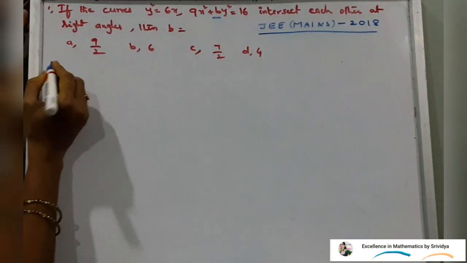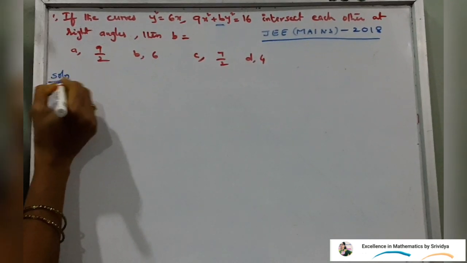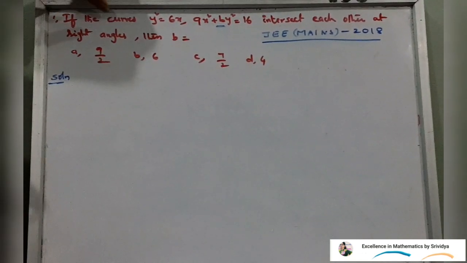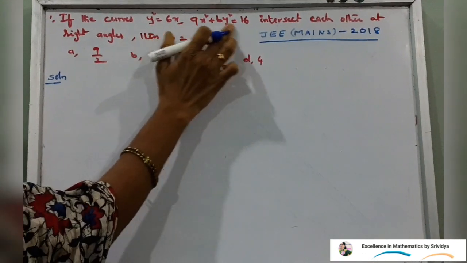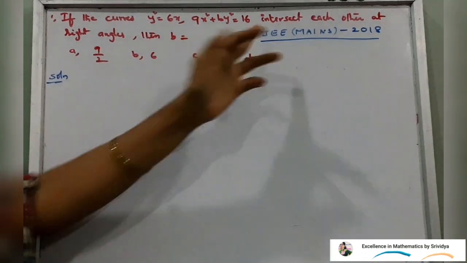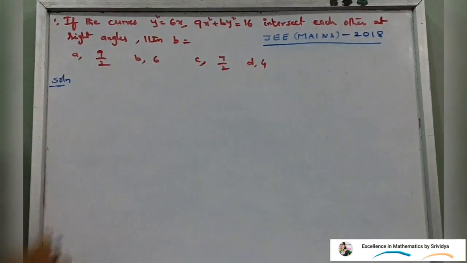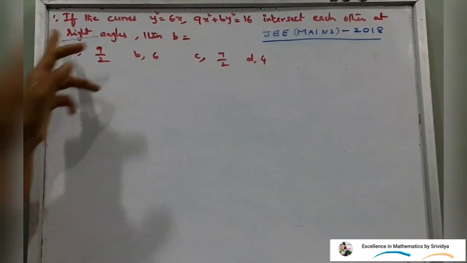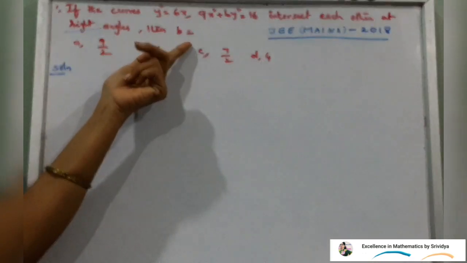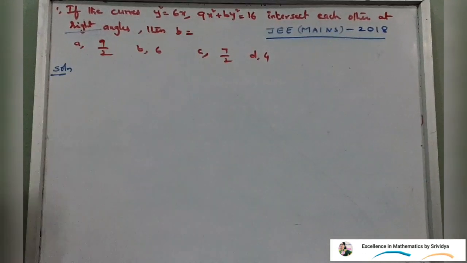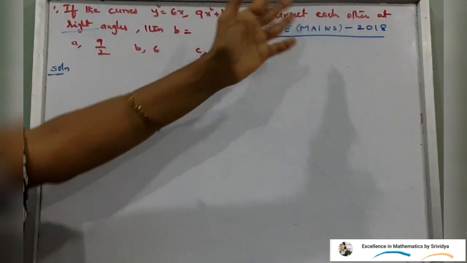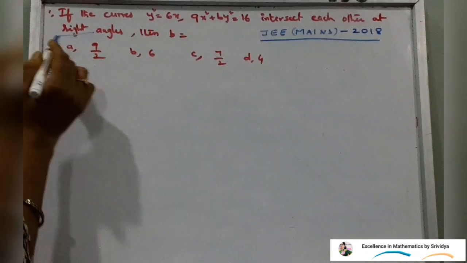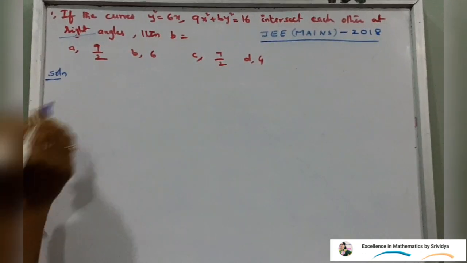JEE Mains 2018 paper. First question: if the curves y square is equal to 6x and 9x square plus by square is equal to 16 intersect each other at right angles, then the value of b is. So here two curves are given, and they intersect each other. Then the value of b is.